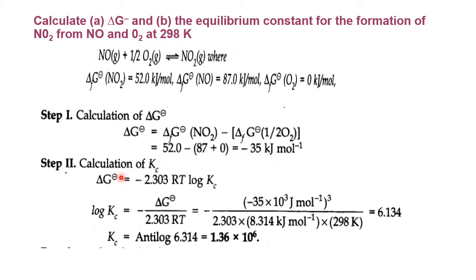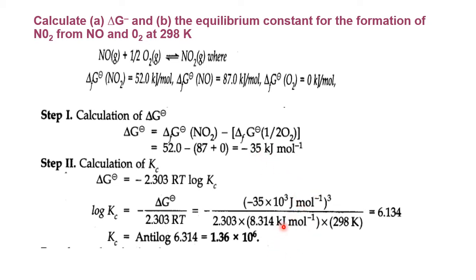Okay, right. So now delta G naught equal to minus 2.303 RT log Kc. This equation you have heard in the theory session. So log Kc equal to delta G naught by 2.303 RT. What is delta G naught? Just now we have calculated. It is in kilojoules. Make it to joule because the R value is in joules. So let us make it joule.